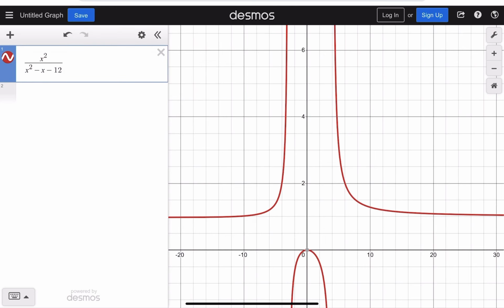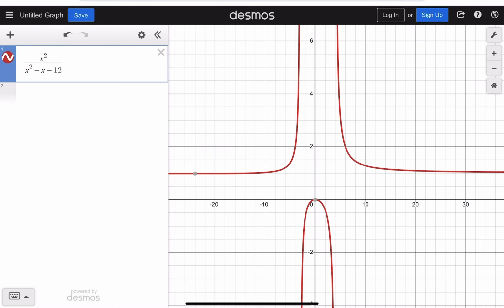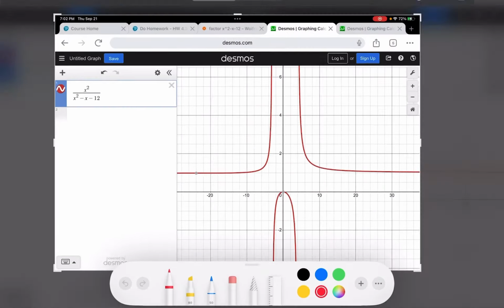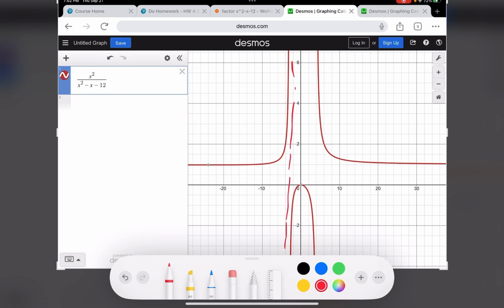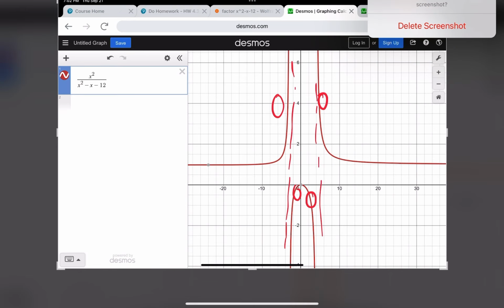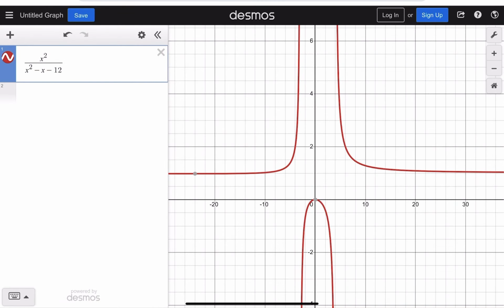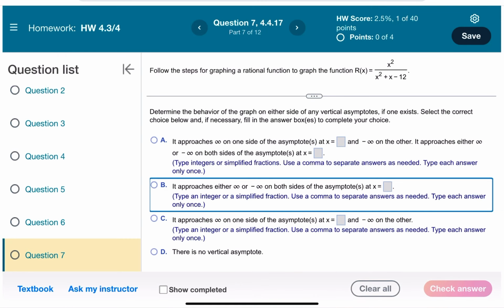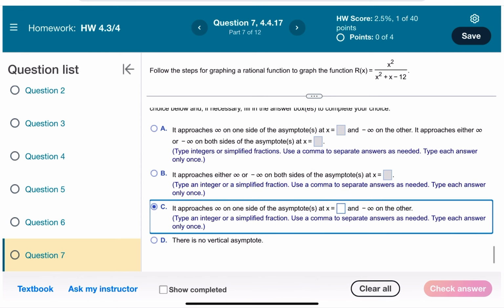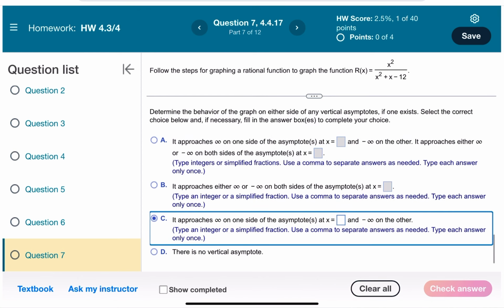All right, so check it out. We have those asymptotes here. If you notice, just look on one side of the asymptote and then on the other. So I'm looking here and then here, they're the opposite, and then I'm looking here and then here. So these are the opposite ones. So it's the second case we talked about, so it's actually C. It approaches infinity on one side, and all you have to do here is list the asymptotes.